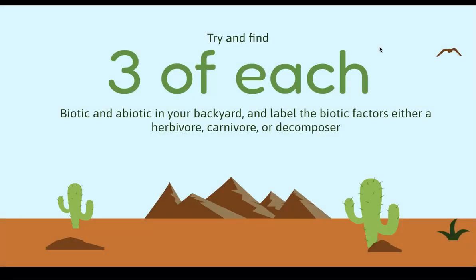Now we're concluding our lesson by allowing you to get up and try and find 3 of each biotic and abiotic factors in your backyard. When you find these, you're going to label the biotic factors either as a herbivore, a carnivore, or a decomposer.